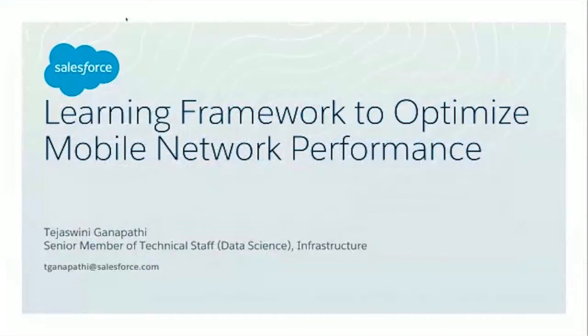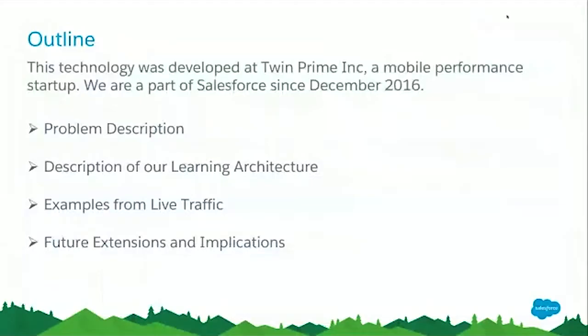I'm Tejaswini, and I'm going to be talking about how to use machine learning to optimize wireless networks, basically mobile networks performance on mobile apps. I work at Salesforce. I'm a data scientist working in the infrastructure division. And this particular technology was developed while at Twit Prime, which was a mobile performance startup. We got acquired by Salesforce in December 2016, and we're part of Salesforce since then.